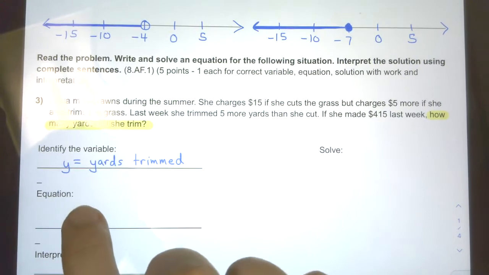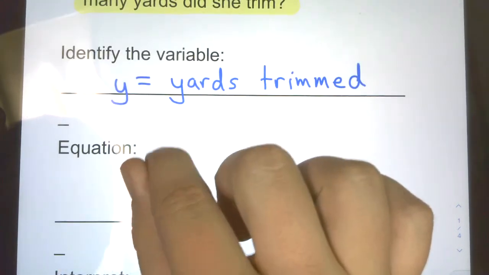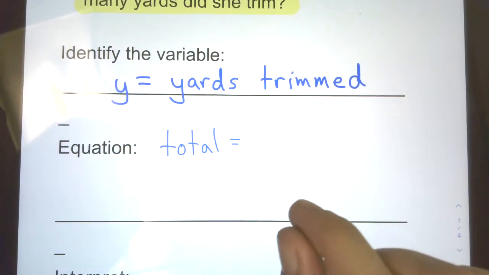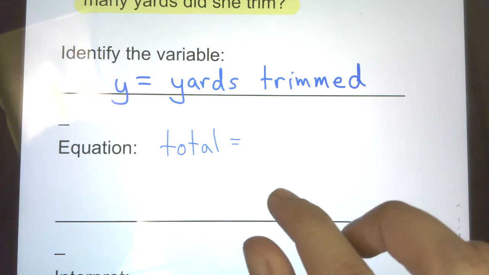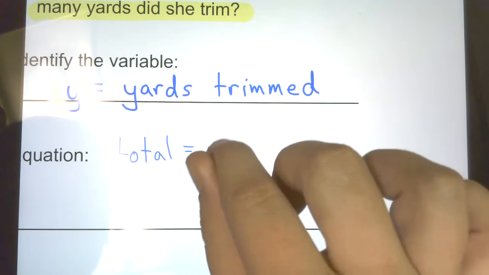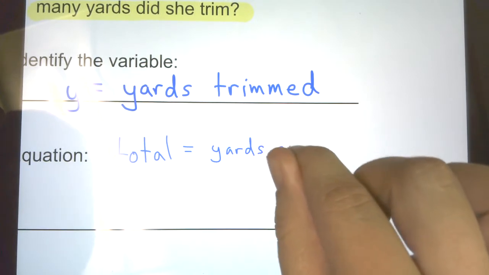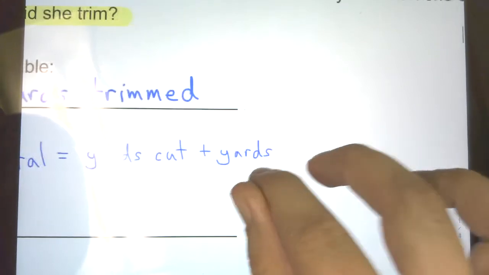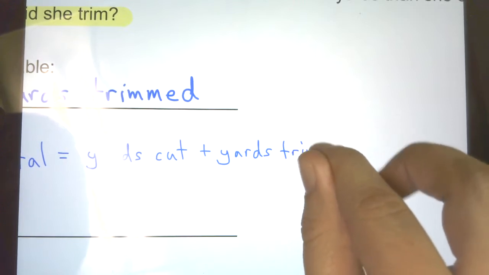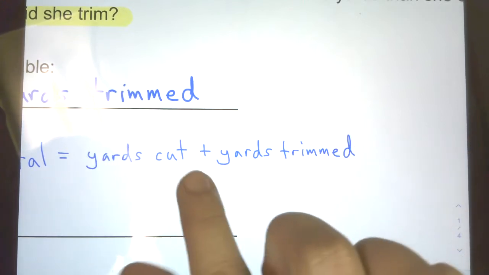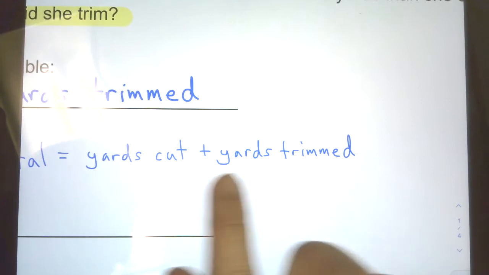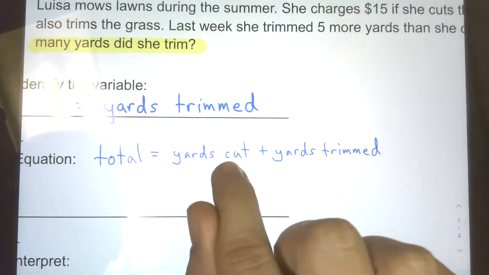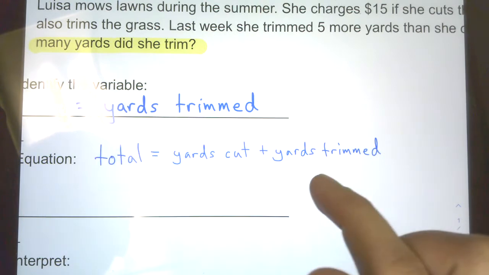So in terms of my equation, this is what I have. So I know that I have a total. There's going to be a total that she makes, which you know what that is. It's in the problem. And then essentially this boils down to how many yards did she cut added to how many yards did she trim in addition to cut. So this is a big oversimplification of this, and you'll see that when I actually write the equation, because if that was the case, then you would just have whatever the yards cut is plus the yards trimmed, which would just be y.